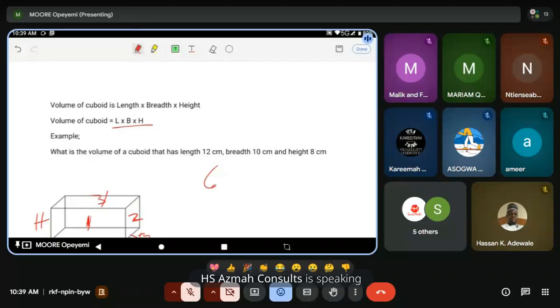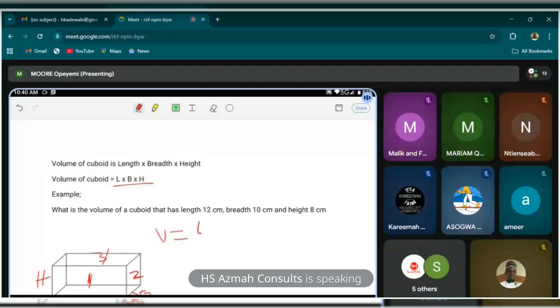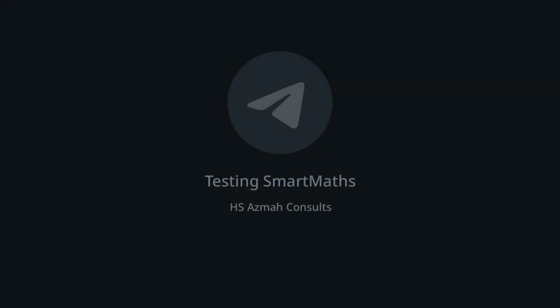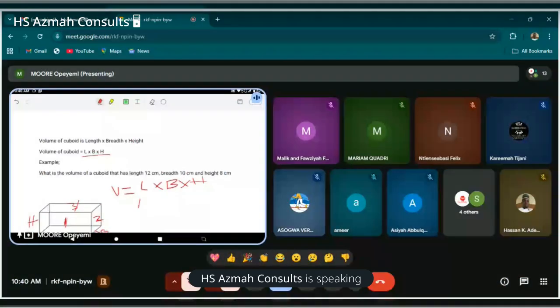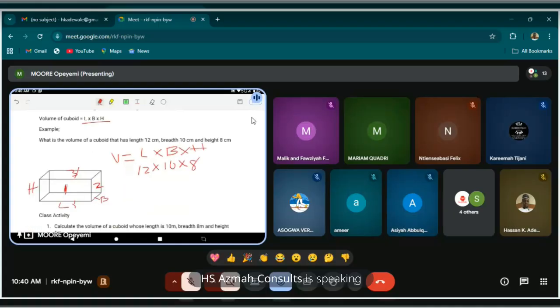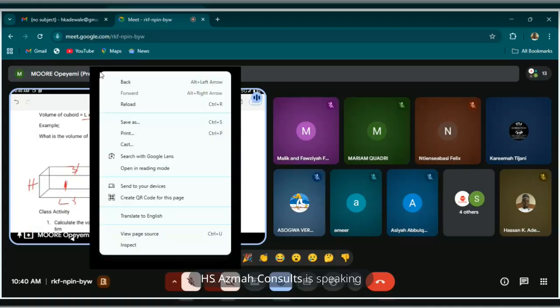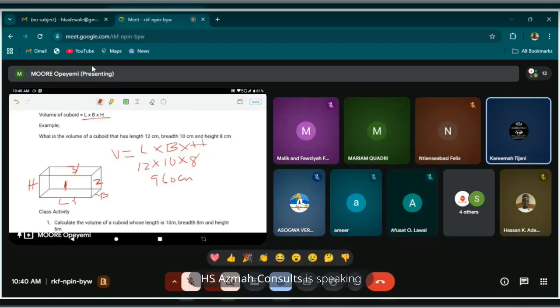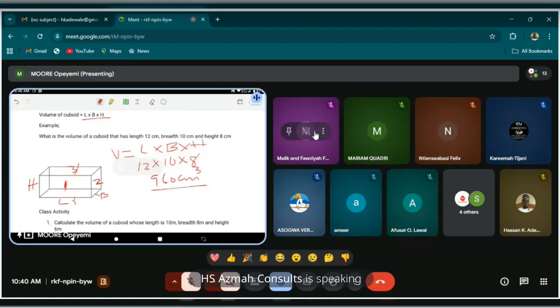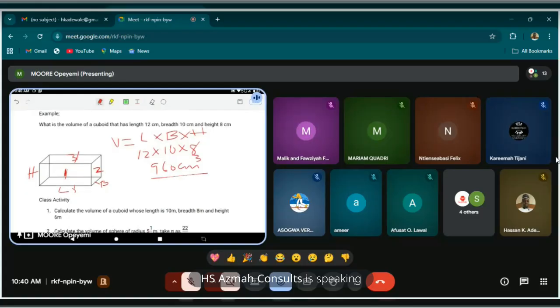What is the volume of a cuboid that has length 12, breadth 10, and height 8? All you need to do is use the formula. Just write volume is equal to length times breadth times height. What is the length? 12. What is the breadth? 10. What is the height? 8. By the time you multiply the 3 of them together, what do you get? 960. Wow, you are just too much. Centimeter cube. Okay, now let's try this one now.